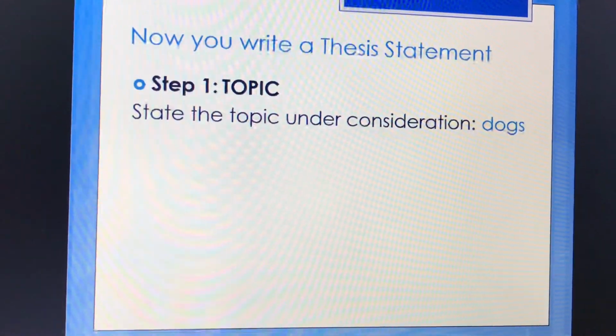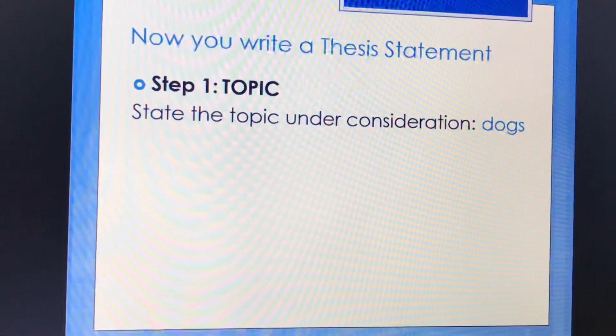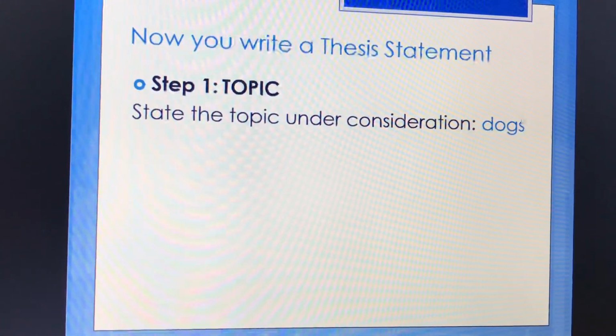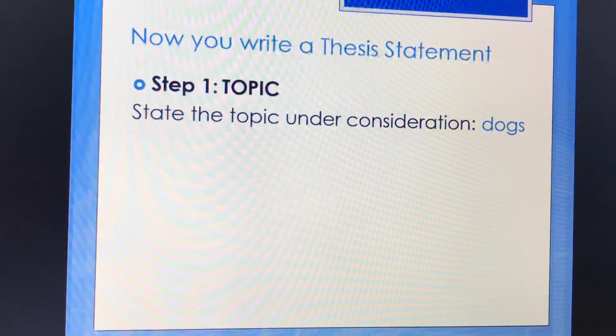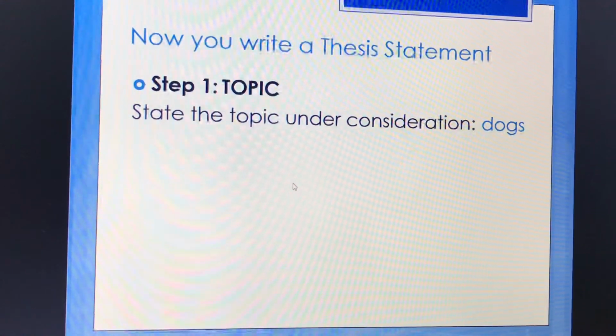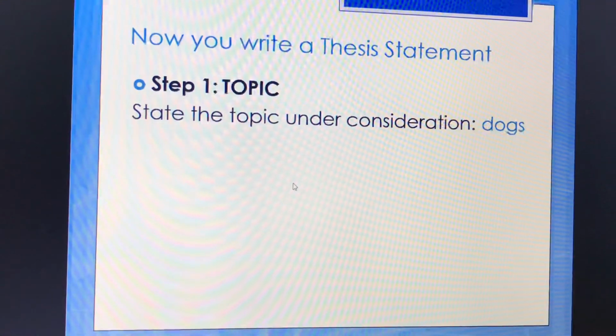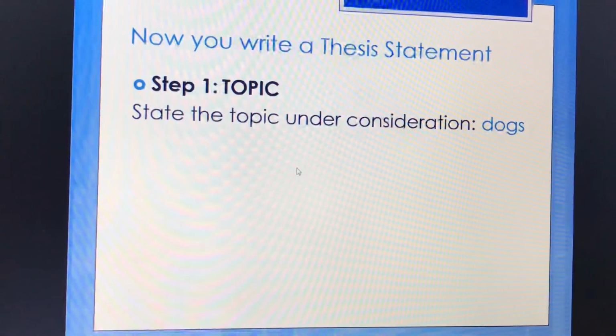Okay, so now you write a thesis statement or an idea. Step number one, state the topic. Define your topic under consideration. If we're going to write about dogs, you know many people like dogs just because they are pet animals and they are in many homes.